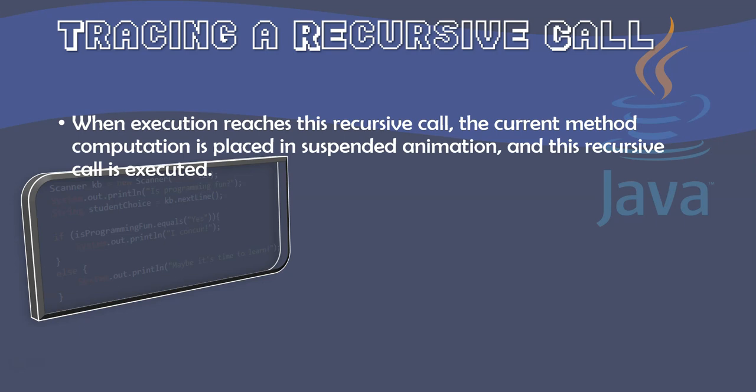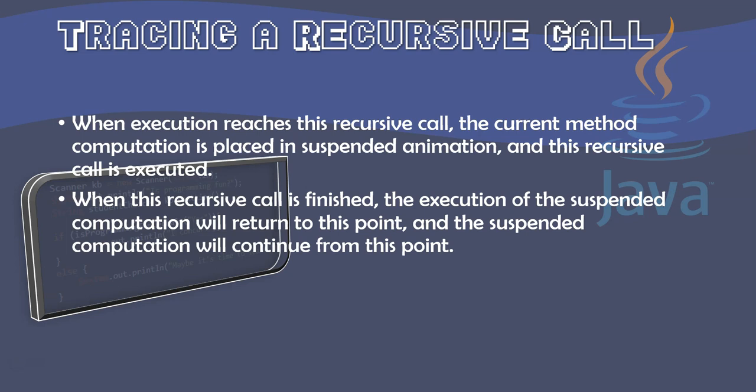When execution reaches this recursive call, the current method computation is placed in suspended animation, and this recursive call is then executed. So we're not going to worry about finishing 123. Instead, we're going to focus on finishing writeVertical 12. When this recursive call is finished, the execution of the suspended computation will return to that point, and the suspended computation will then continue from there. So once we figure out what writeVertical 12 is, it's going to be able to come back and finish writeVertical 123. It can't finish 123 until it has writeVertical 12.